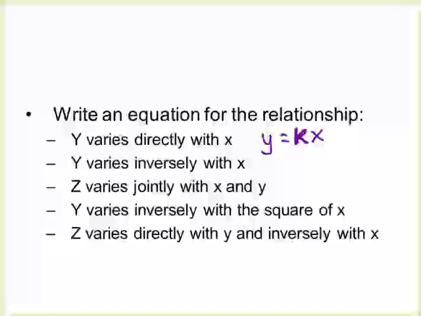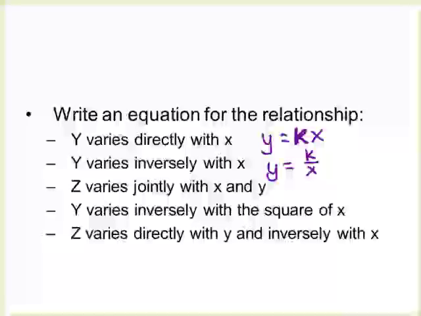For the second one, y varies. So y equals, varies means equals. Inversely with. What type of a relationship is an inverse? A division relationship. And where does x go? On the bottom. So k divided by x. Okay? So inverse is a division relationship with our variable on the bottom.